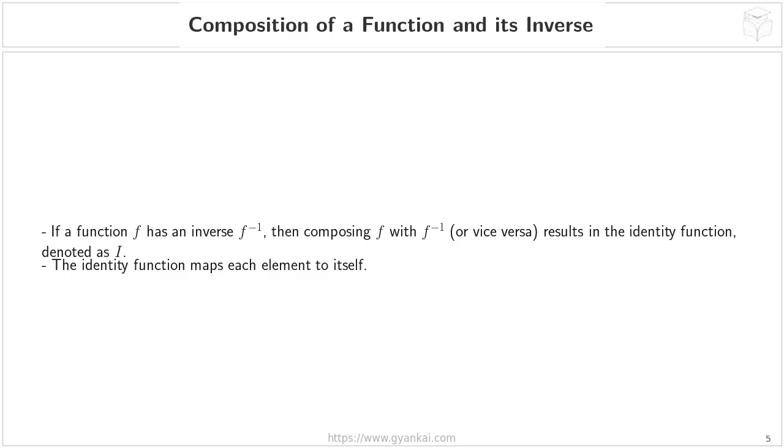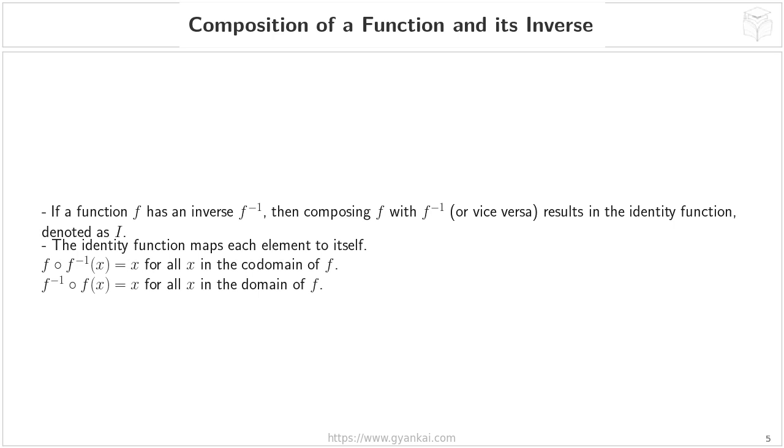The key idea here is that if a function f has an inverse, f inverse, then when you compose them, either f after f inverse or f inverse after f, you get what's called the identity function. The identity function, often denoted by I, is a very simple function. It just maps each input to itself. So, if you put in x, you get x back. It doesn't do anything to the input.